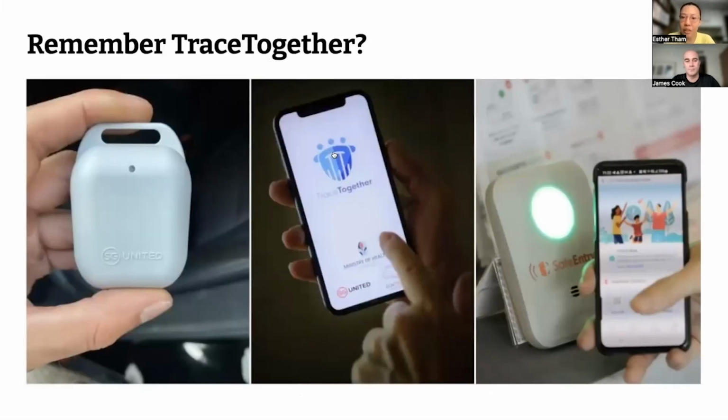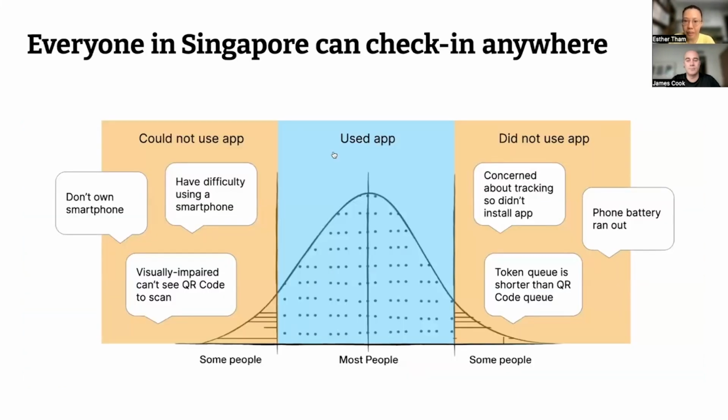Let's put inclusive design into a real-world context. During COVID-19, Singapore had a track and trace system. We had what was called the TraceTogether app, as well as a token device. It is the token alternative that helped people who have difficulty operating a smartphone, are visually impaired and can't see the QR code to scan with the app, do not own smartphones, may be concerned about tracking and security, and thus did not want to install the app.